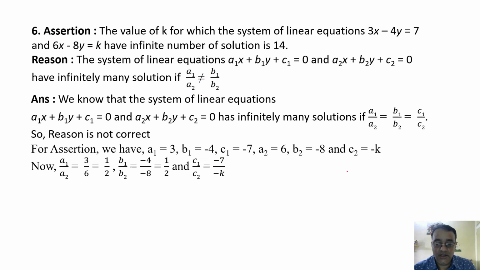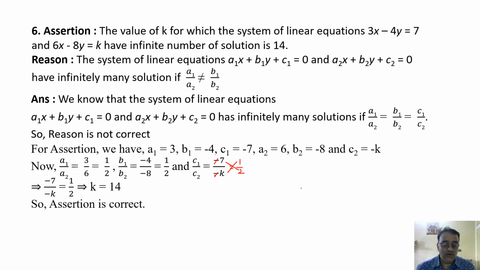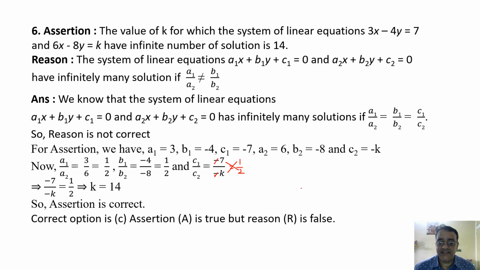So now we have to equate these two. So minus 7 by minus k is equals to 1 by 2. So ध्यान से देखो मैं यहीं पे इक्वेट कर रहा हूँ. So यहाँ पे हम लोग क्या करेंगे? माइनस माइनस कैंसिल करके क्रॉस मल्टीप्लाई करेंगे. So what we are getting k is equals to 14. Right. So that means assertion is correct. So our correct option is C. Assertion is true, but reason is false.